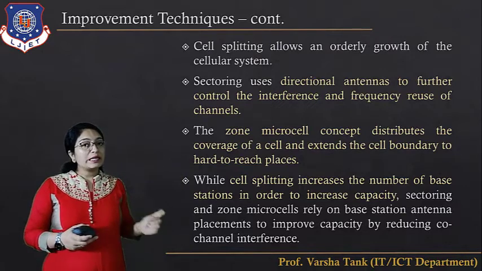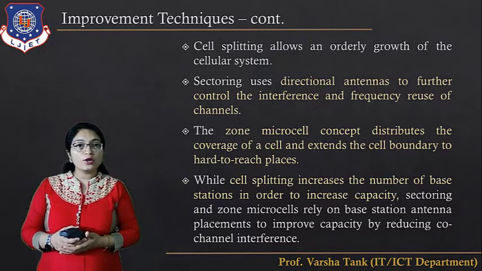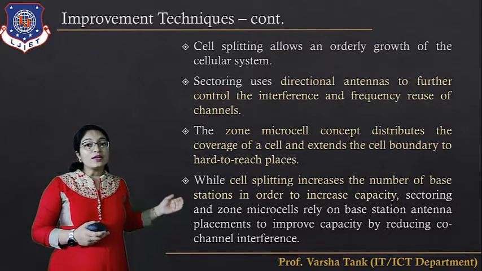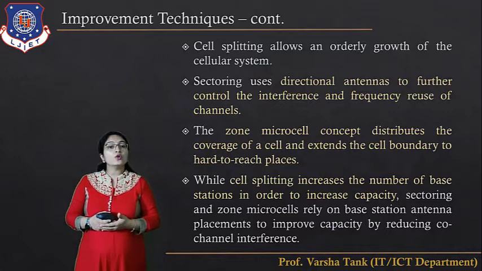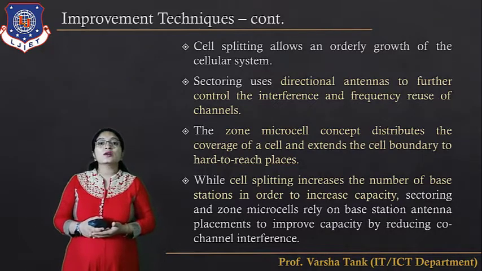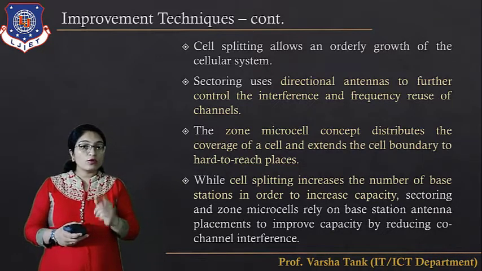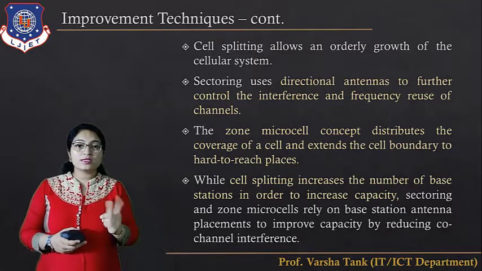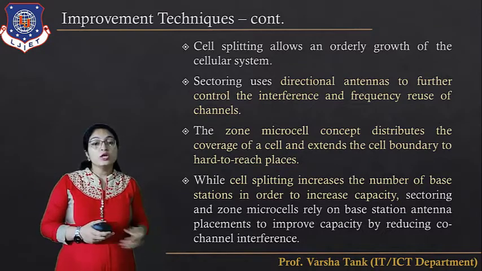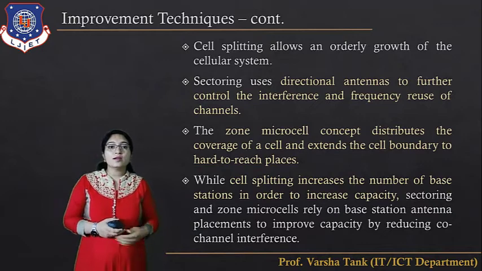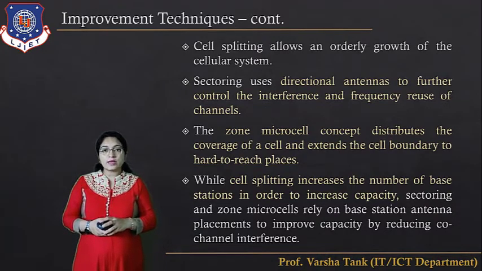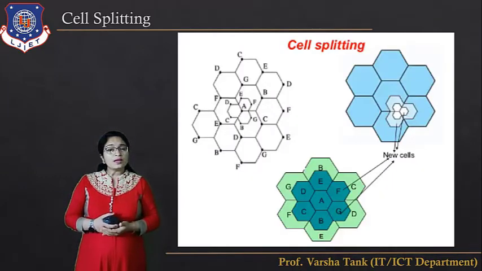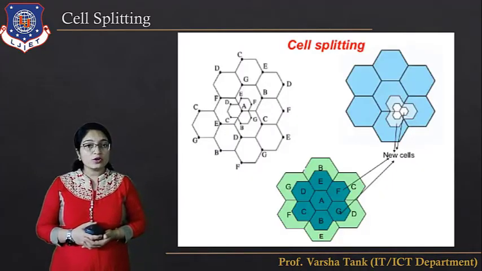While cell splitting increases the number of base stations in order to increase the capacity, sectoring and zone microcell rely on base station antenna placement to improve the capacity by reducing the co-channel interference. All of you are aware of what co-channel interference and adjacent cell interference are. To reduce co-channel interference, these two techniques are used: sectoring and the zone microcell concept. Now let's start with these technologies.